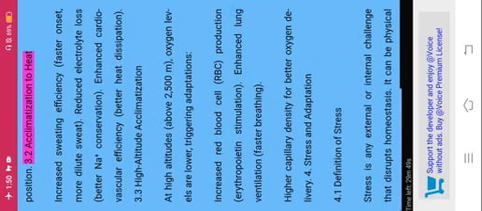3.2 Acclimatization to heat. Increased sweating efficiency, faster onset, more dilute sweat. Reduced electrolyte loss, better NaCl conservation. Enhanced cardiovascular efficiency, better heat dissipation.